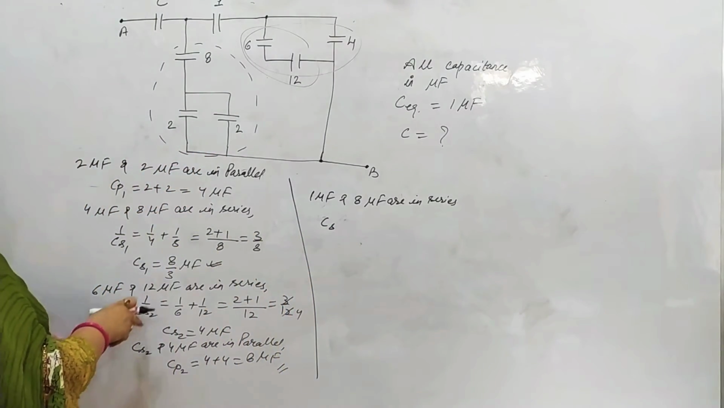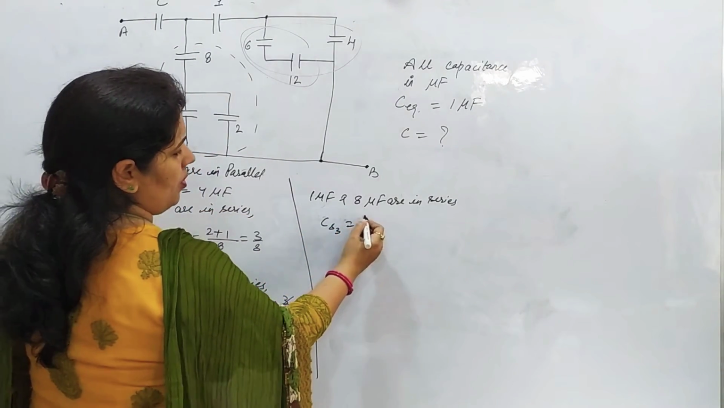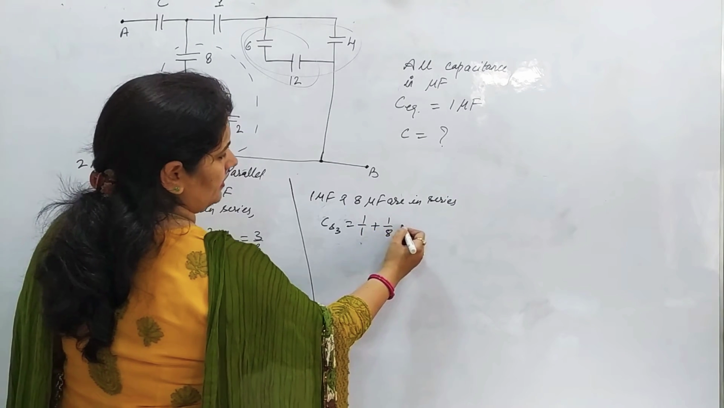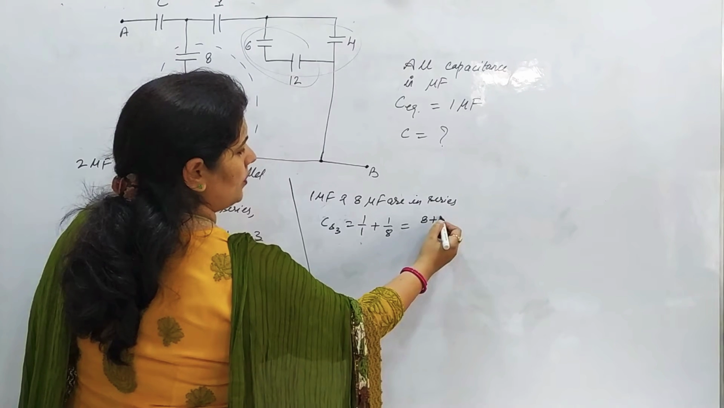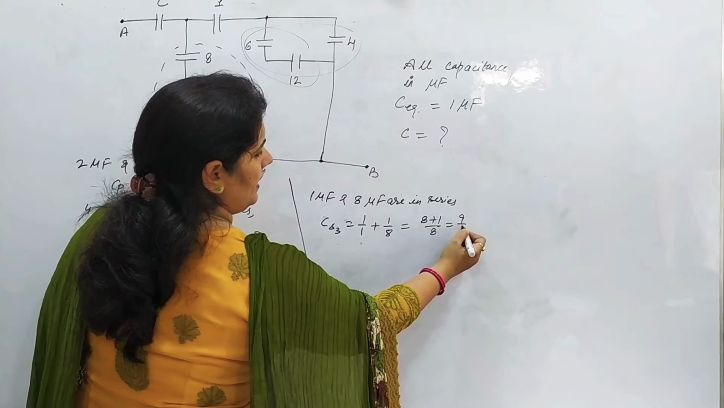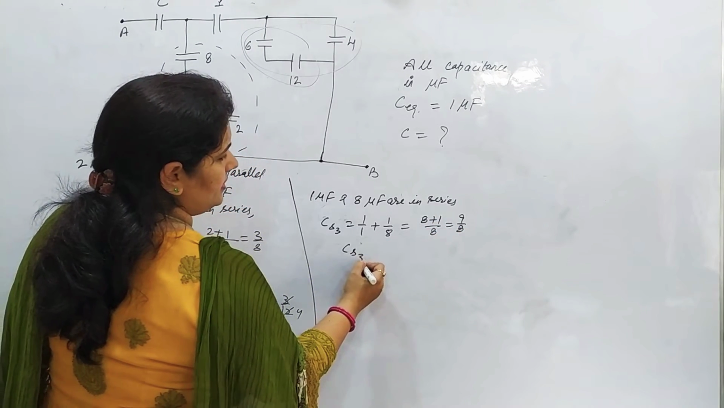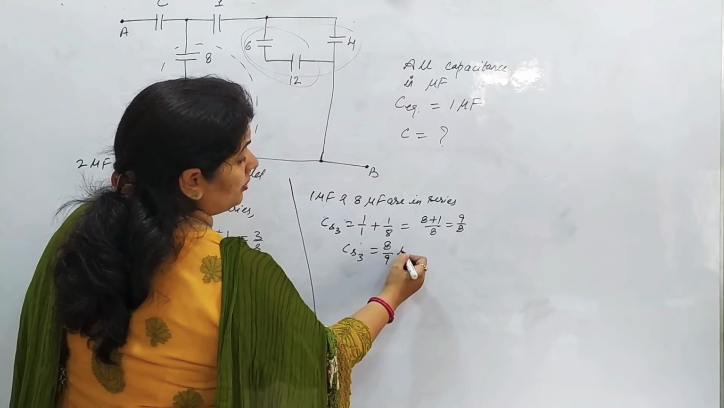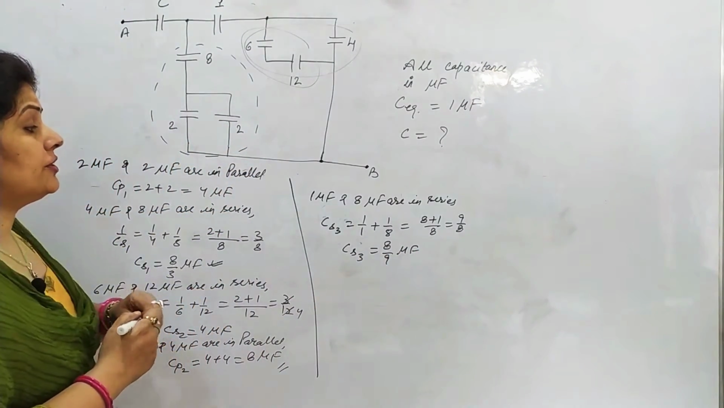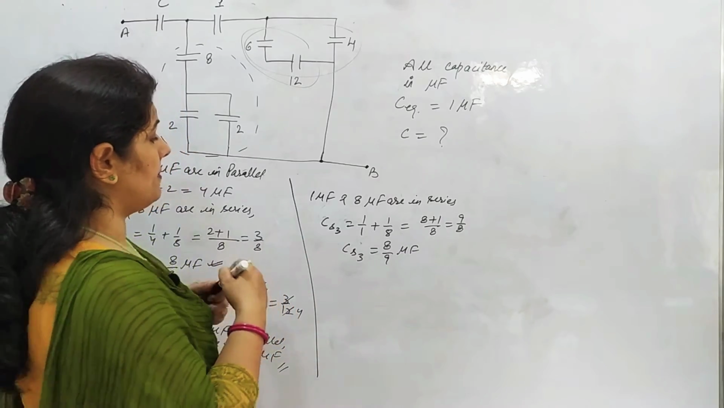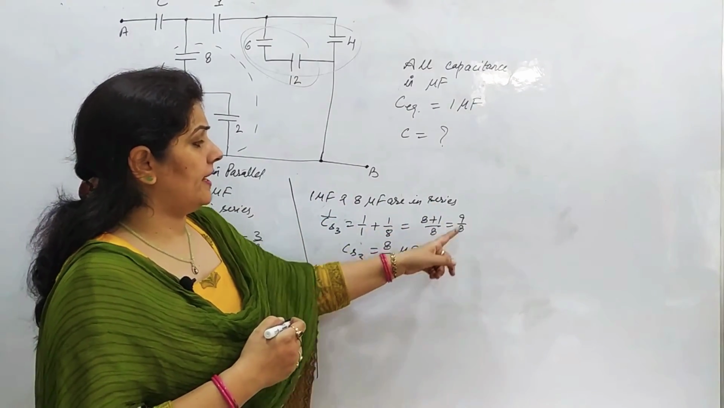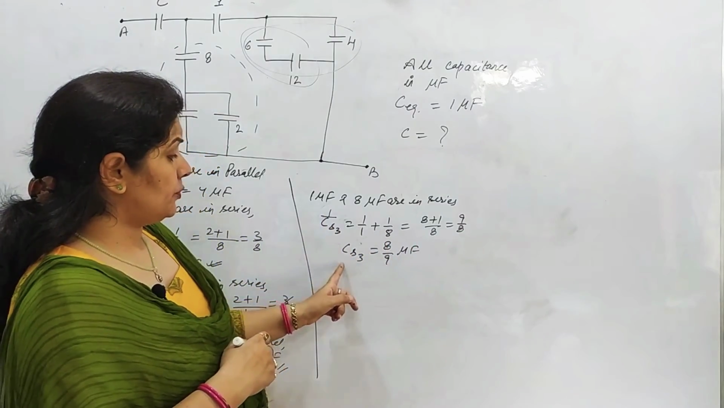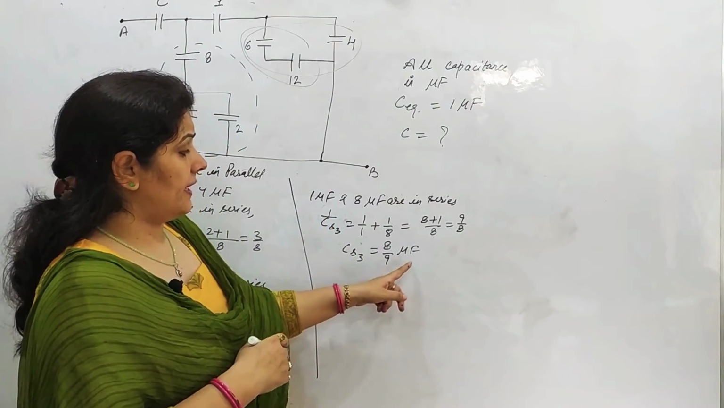CS1 ले लिया, CS2 ले लिया. Now I'll take CS3. 1 by 1 plus 1 by 8, that is 8 plus 1 by 8, that is 9 by 8. So CS3 is 8 by 9. This is also an important step, children. कभी कभी क्या होता है, you take CS3. This is 1 by CS3. Yes, 1 by CS3, 1 by 1, 1 by 8, and you will write 9 by 8. No, you have to reciprocate also. So it becomes 8 by 9 microfarad.